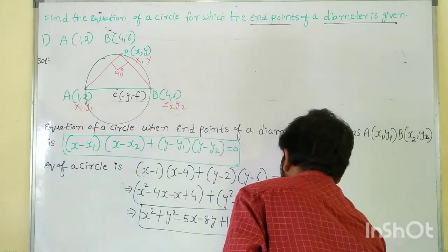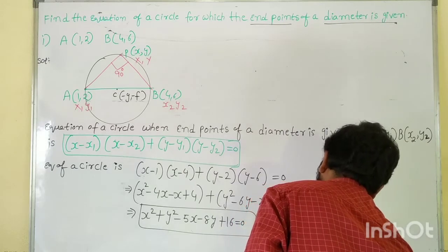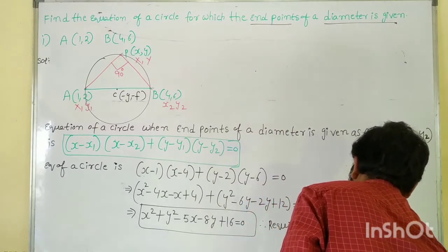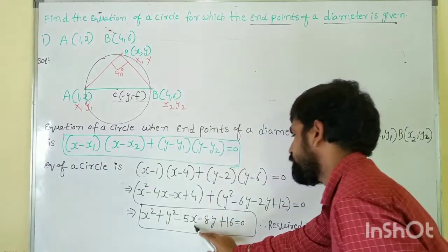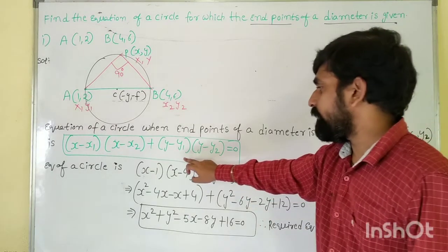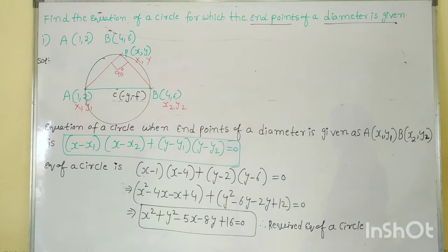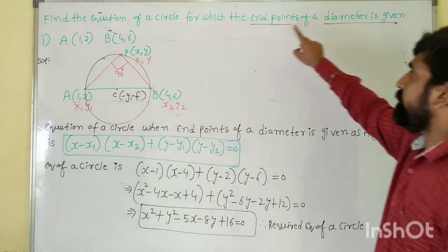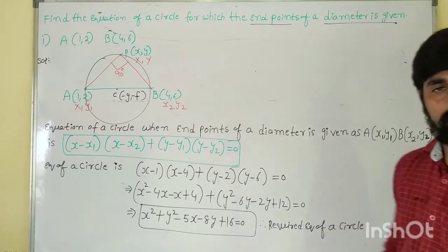Therefore, the required equation of the circle is x square plus y square minus 5x minus 8y plus 16 equals 0. This is the equation of the circle for which the endpoints of the diameter are given.